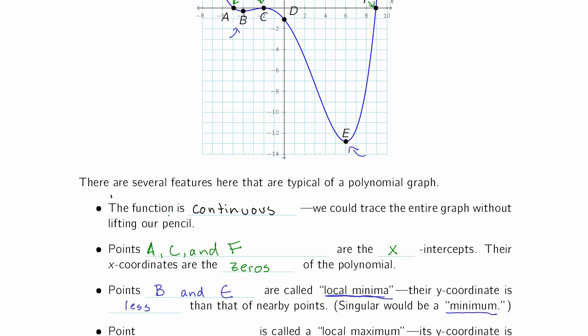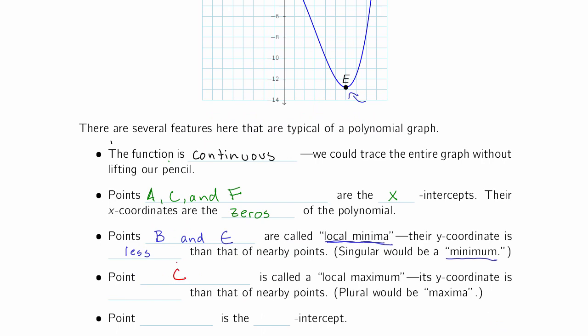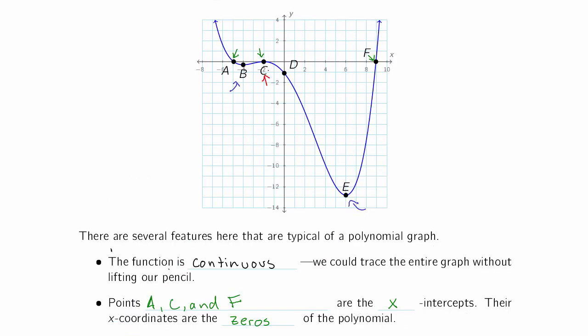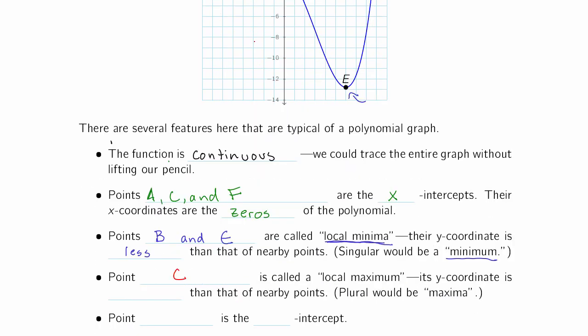Similarly, point C, which we're mentioning again, point C is called a local maximum. So local minimum was the bottom of a valley. A local maximum is the top of a hill. Its y-coordinate is higher than the y-coordinate of all the nearby points.